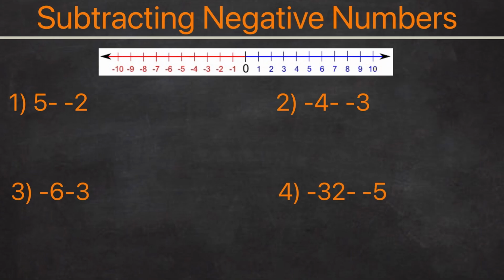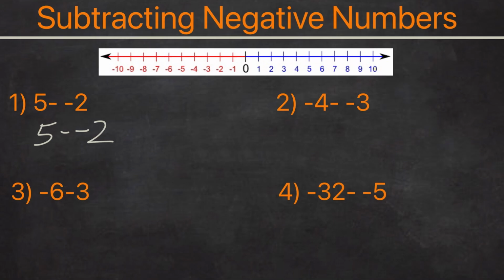One thing to note is when we are adding, we are going toward the right of the number line. And when we are subtracting, we go toward the left of the number line. So for the first example, we have 5 minus negative 2. Now in this example, we are subtracting a negative number, starting first with a 5 and minus negative 2.